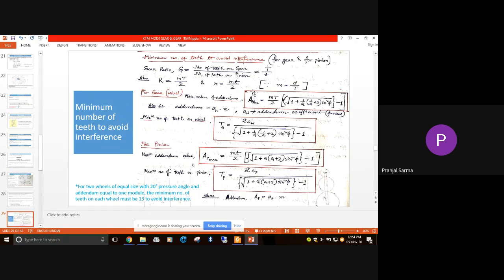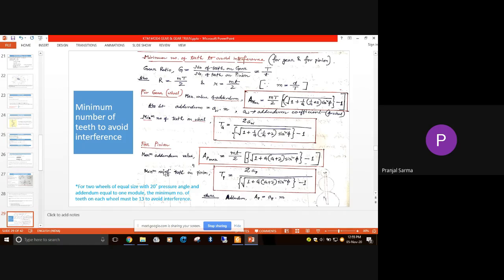Also, we already know module is D by T. So from here we can have the radius. All those radius values we are talking about are the pitch circle radius only. The capital letters are for the gear, that is the bigger wheel. Small letters are for the pinion, that is the smaller wheel.